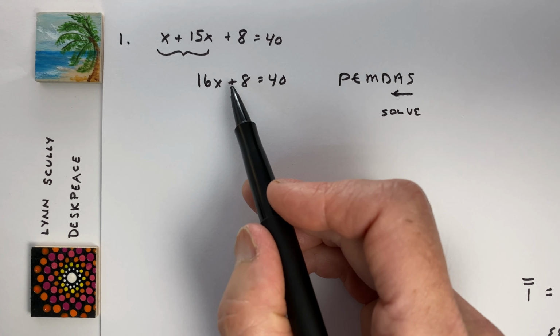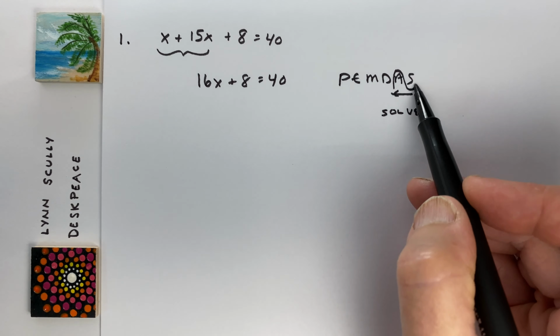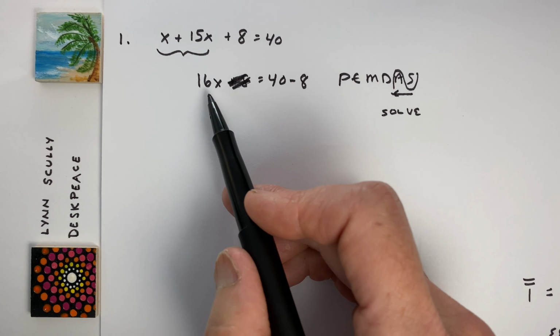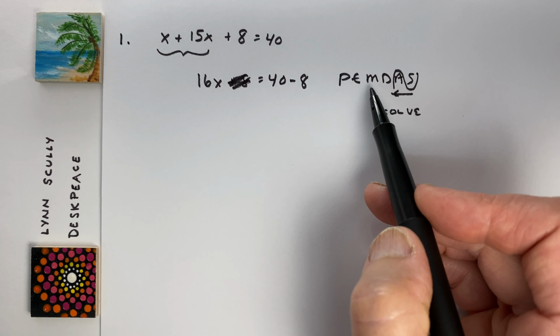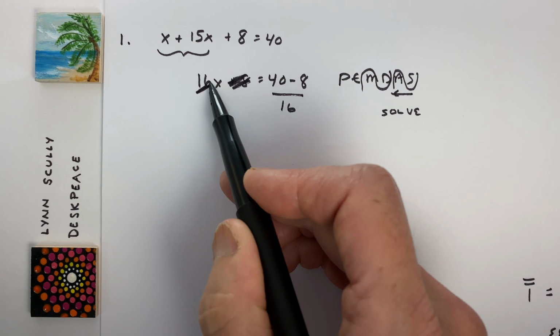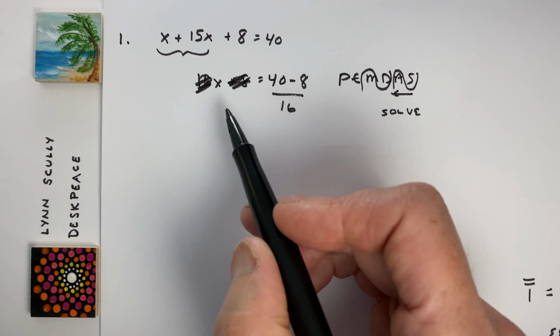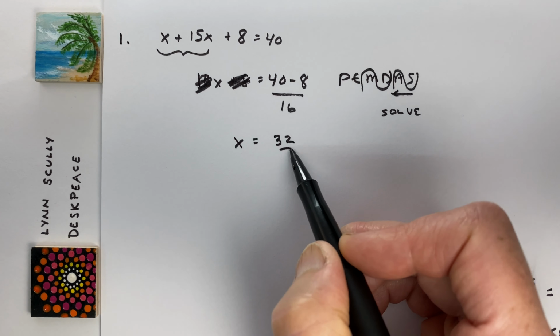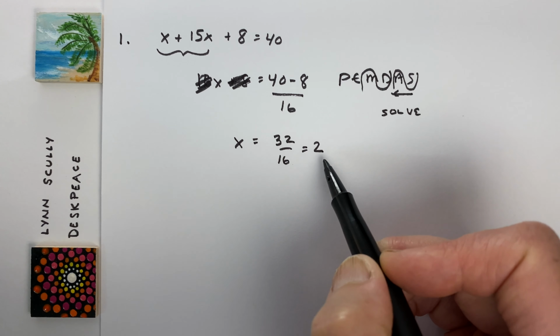So first we're going to undo this addition by its partner, subtraction, minus 8. Now I only have a 16 attached to the x. It's attached by multiplication, move it by its partner, division. My x is alone, so I'm done. Now I can reduce this. 40 minus 8 is 32 over 16, which is 2.